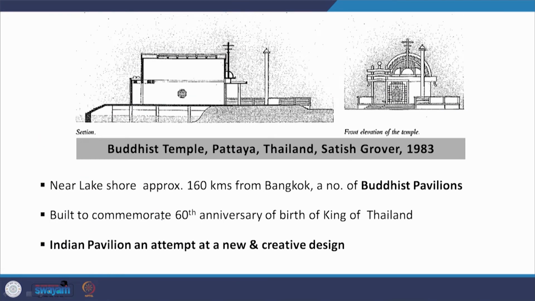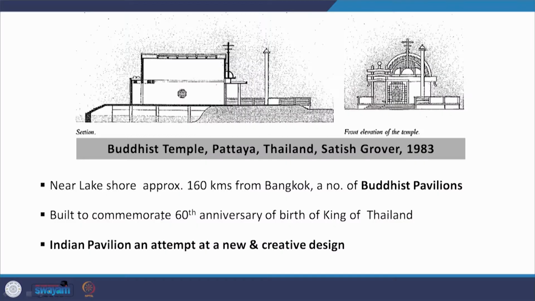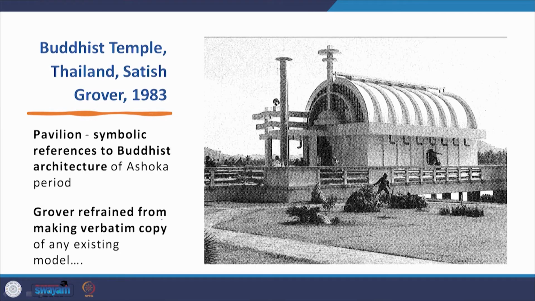Then there is the Buddhist temple in Pattaya in Thailand by Grover in 1983. It is near the lake shore, approximately 160 kilometers from Bangkok. A number of Buddhist pavilions were built there to commemorate the 60th anniversary of the birth of the King of Thailand, and the Indian pavilion was an attempt to have a new and creative design. So this Buddhist temple done by Satish Grover is a pavilion which is a symbolic reference to Buddhist architecture of the Ashoka period. Grover refrained again from making a verbatim copy.